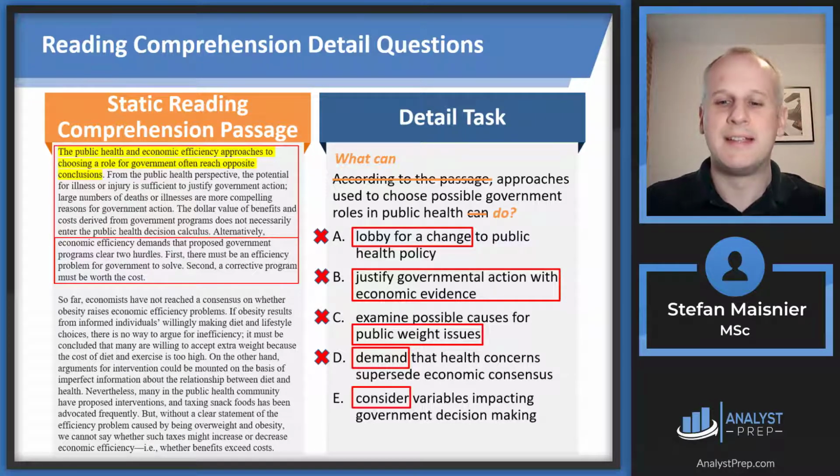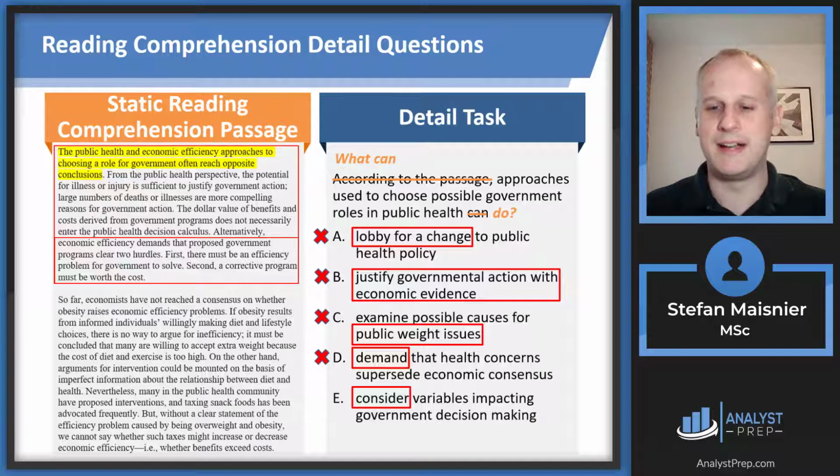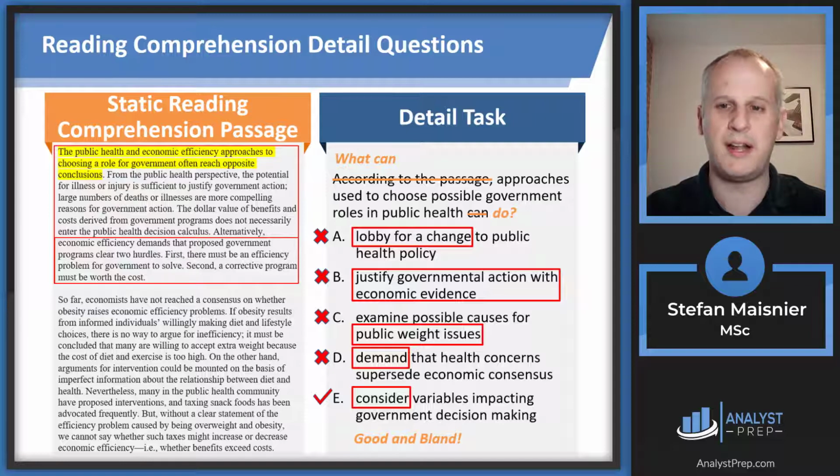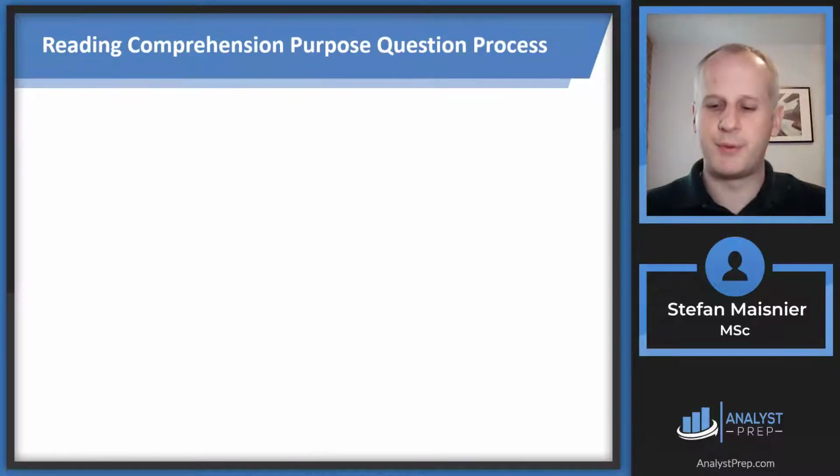But consider variables impacting government decision making. Good and bland right there, and we're going to go ahead and select choice E, knowing that that is absolutely stated in that opening paragraph, and these other answer choices for various actions and descriptions are all definitively and provably wrong.